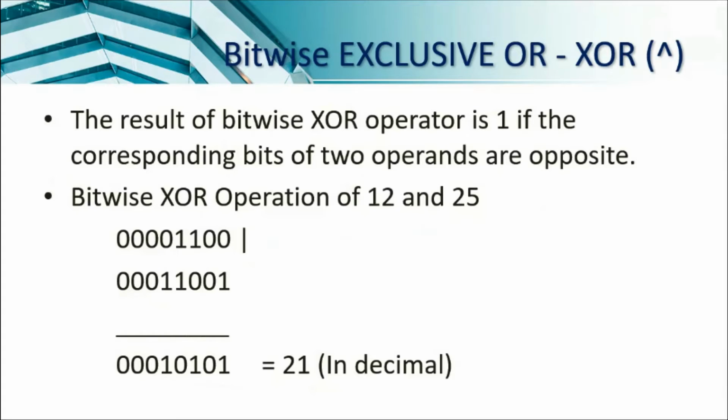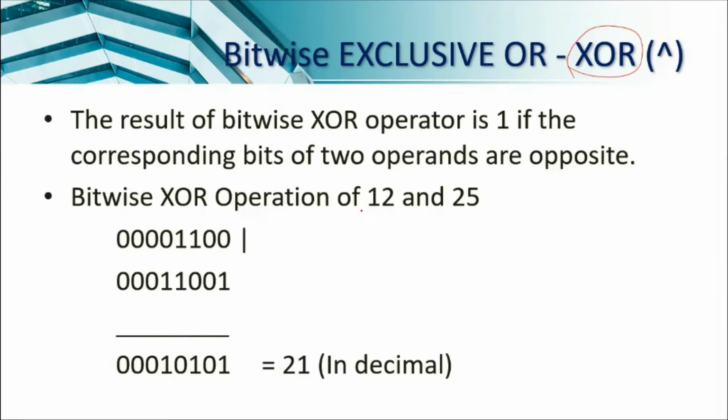Then the next one is bitwise exclusive OR, shortly denoted as XOR. The result of the bitwise XOR operator is 1 if the corresponding bits of two operands are opposite. That is the only thing to be checked. Whether the two operands are opposite, then it is 1. If both are the same, then it is 0.